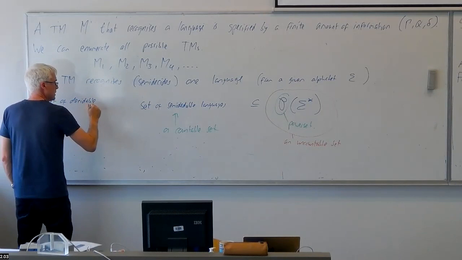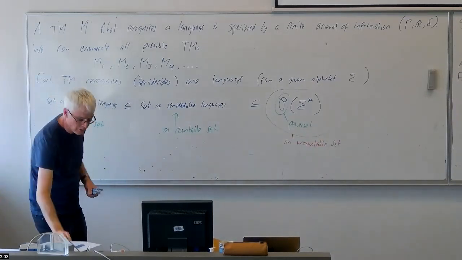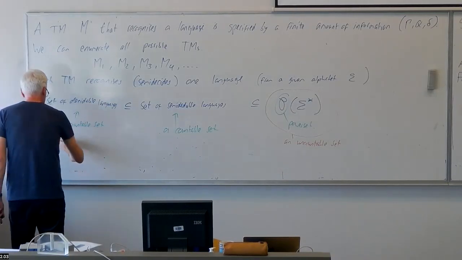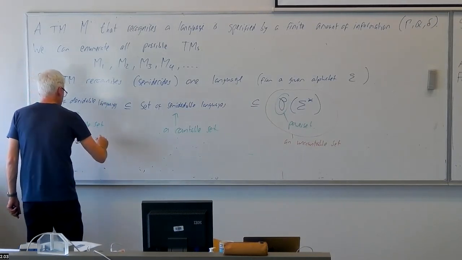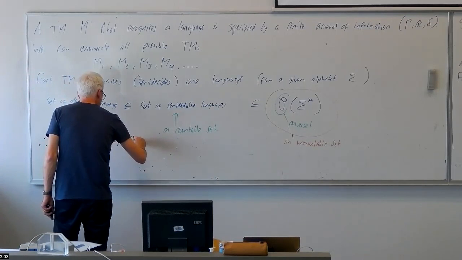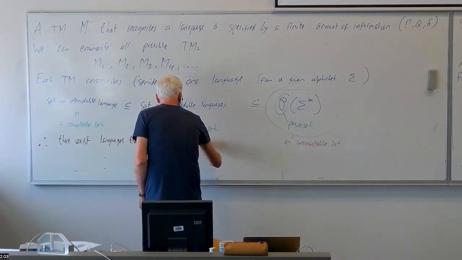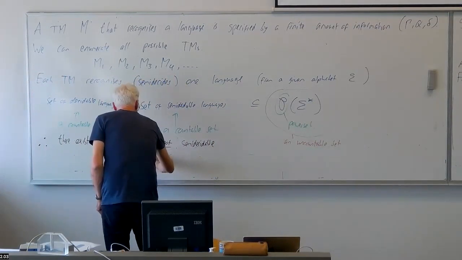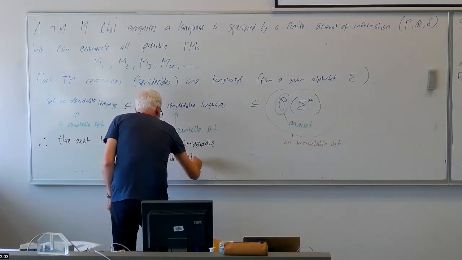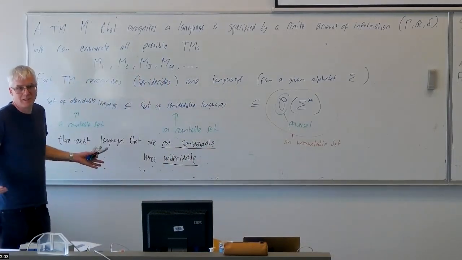That's again a countable set. So the conclusion of all of this is, therefore, this is the English language symbol for therefore, there exist languages, in fact, uncountably many, that are not semi-decidable. Hence, they are undecidable. Okay, so there exist undecidable languages.